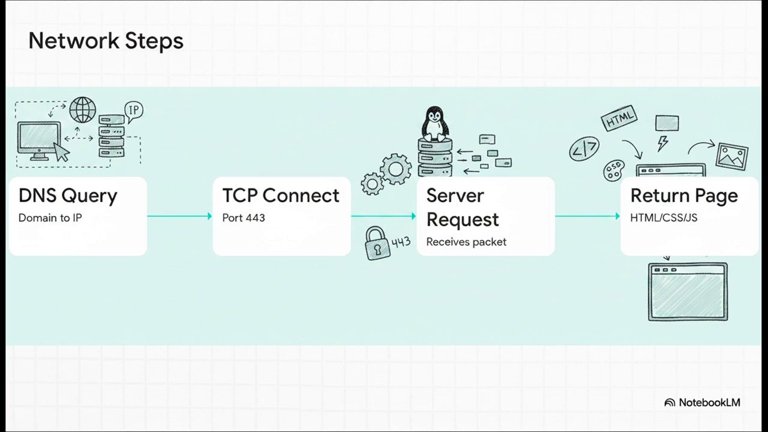Step 1. Your computer asks a DNS server to convert that human-readable domain into a machine IP address. Step 2. Your browser establishes a secure TCP connection, which is typically on port 443 for HTTPS. Step 3. The web server software on that Linux machine receives your data packet. And finally, step 4, the server gathers up the requested HTML, CSS, JavaScript, and images and sends them right back to your browser. Boom, the website appears.